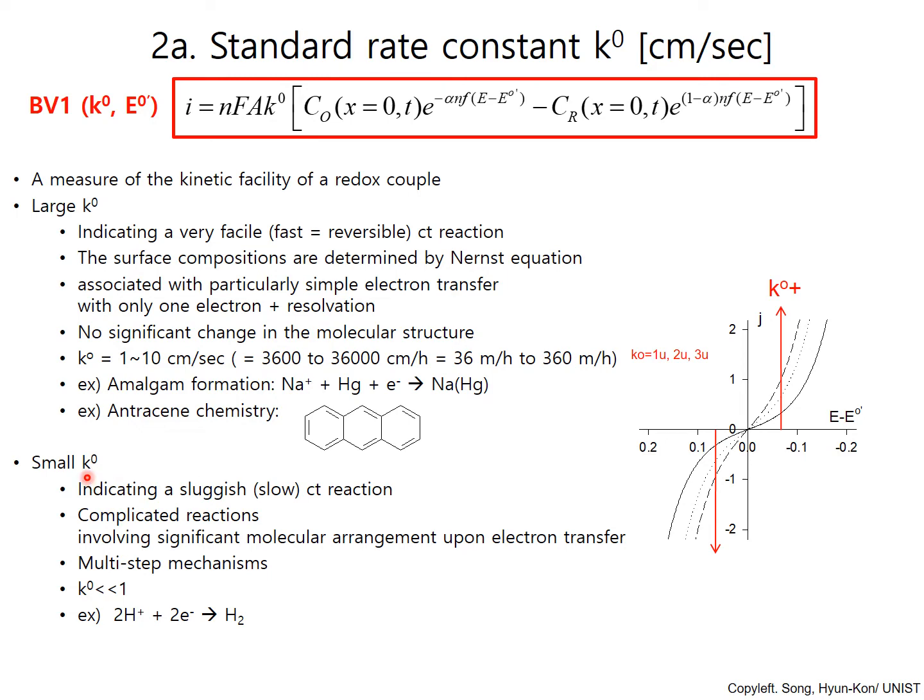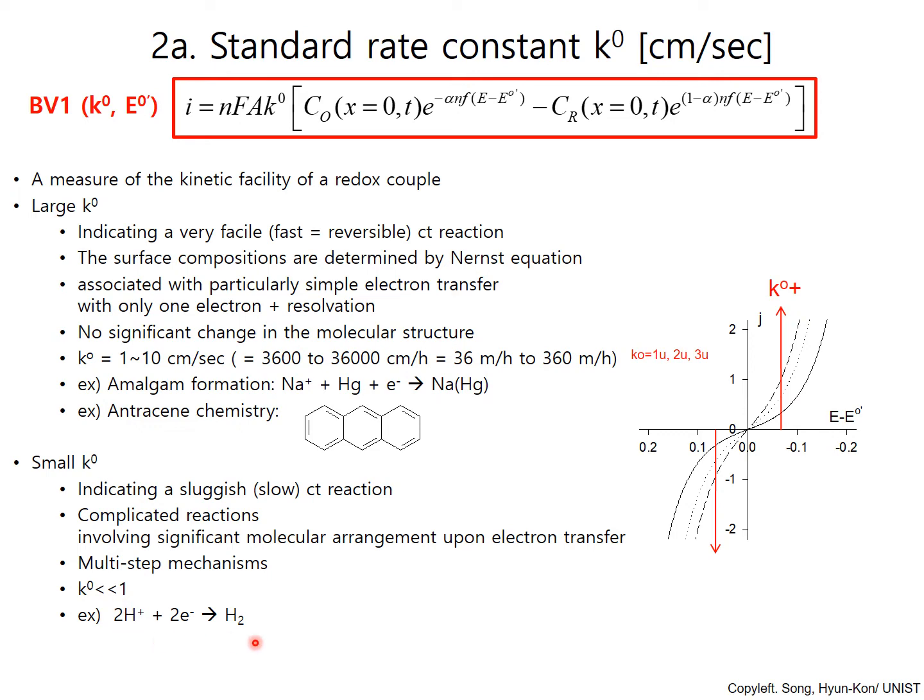Let's go to the other side of the small K0 world. A small standard rate constant indicates a sluggish or slow charge transfer reaction, of course, involving complicated reactions with significant molecular rearrangement during the electron transfer. Or sometimes multi-step mechanisms are involved for the slow electrochemical reactions. Usually it is much less than 1, like 10 to the minus 3 centimeter per second or something like that.